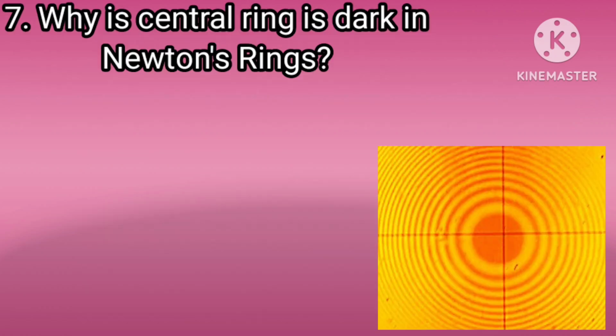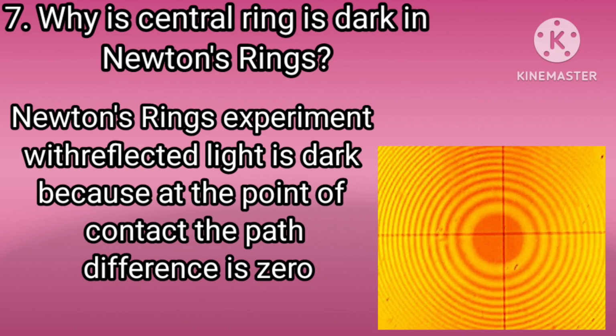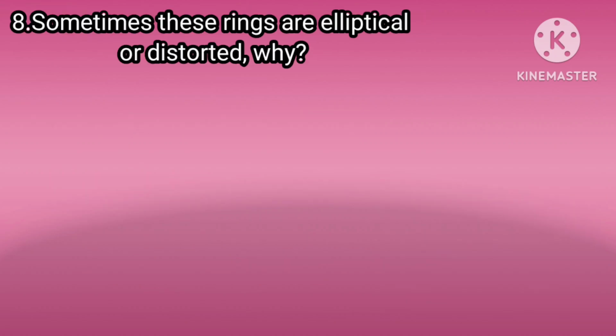Why is the central ring dark in Newton rings? In the Newton rings experiment with reflected light, the center is dark because at the point of contact, the path difference of the reflected light is zero.